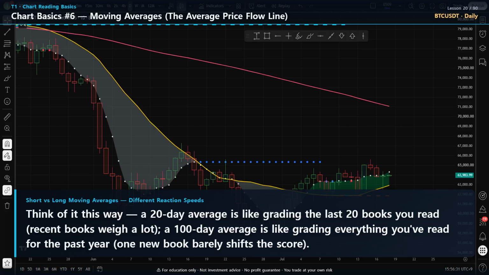Think of it this way. A 20-day average is like grading the last 20 books you read. Recent books weigh a lot. A 100-day average is like grading everything you've read for the past year. One new book barely shifts the score.